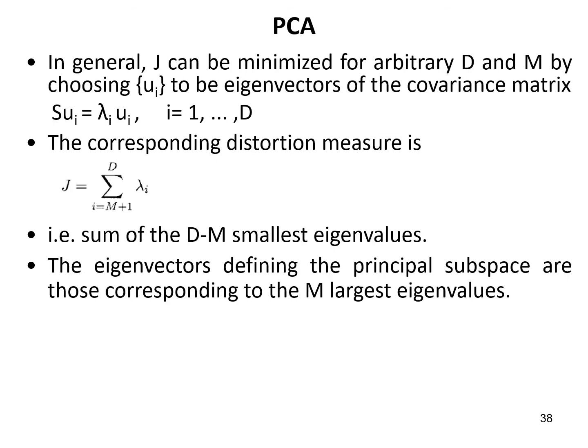In general, J can be minimized for arbitrary d and m by choosing ui to be eigenvectors of the covariance matrix. Then the corresponding distortion measure is J equal to the summation from i equal to m plus 1 to d of lambda i. That is the summation of the d minus m smallest eigenvalues. The eigenvectors defining the principal subspace are those corresponding to the m largest eigenvalues.